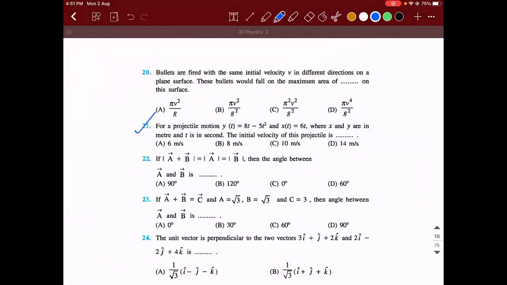The next problem, I want you guys to do it. For a projectile motion, y is equal to 8t minus 5t square, x is equal to 6t, where x and y are in meter and t is in second. The initial velocity of this projectile is how much?